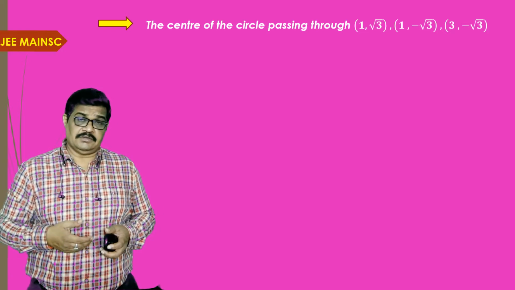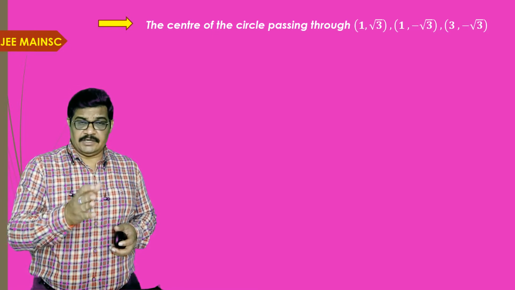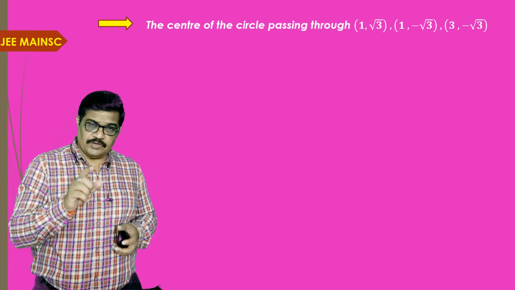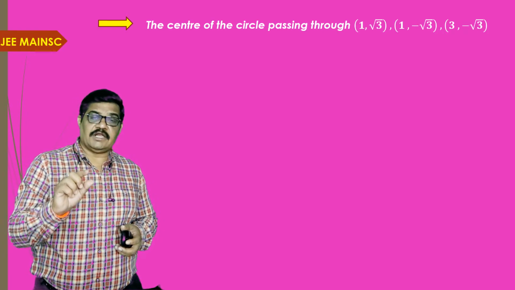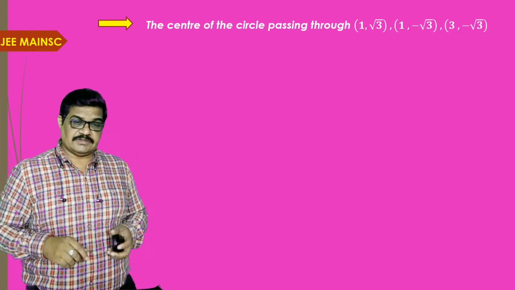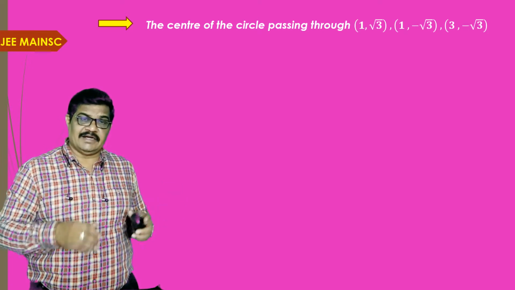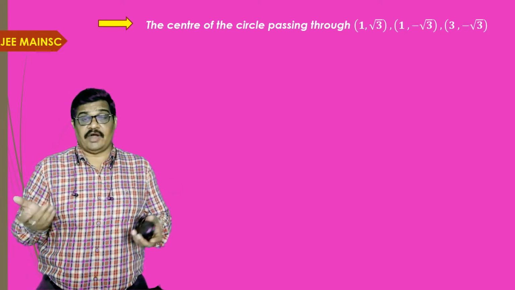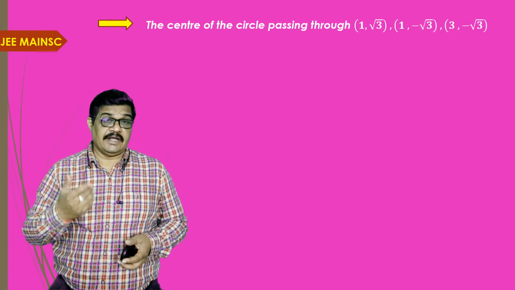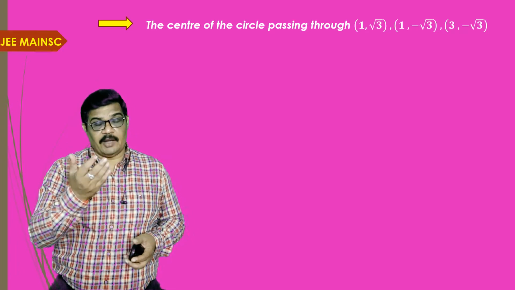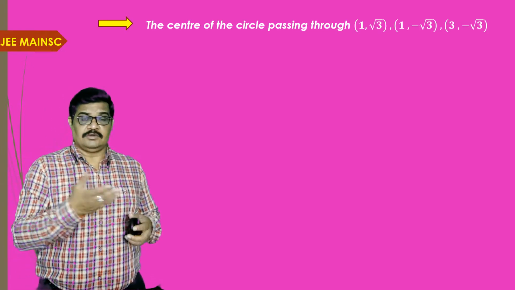We have done this in previous videos in the IP concepts. So in this problem, we are given 3 points, and we have to find the center of the circle passing through them. First of all, observe that these 3 points form a right angle triangle. Then it is easy to find the center of the circle. In a right angle triangle, the midpoint of the hypotenuse is the circumcenter, which is nothing but the center of the circle passing through the 3 points.